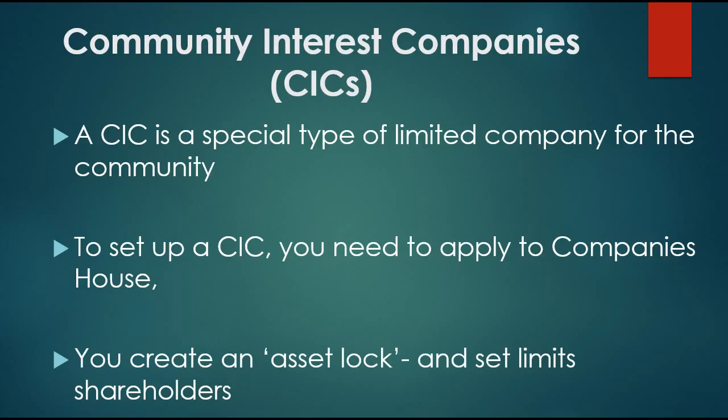your application, you can create an asset lock, meaning that you determine by a statement that certain assets within the company will only be used for community purpose. And also you can set limits on the amount of money you pay shareholders. In this particular type of company, i.e. this community interest company, you can actually pay shareholders, but there must be a limit. And it's not going to be like the amount of money you can pay to limited company shareholders. It is going to be very different. It's not going to be nowhere near that.